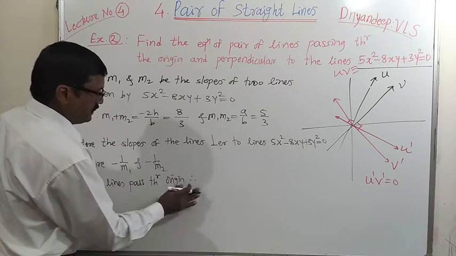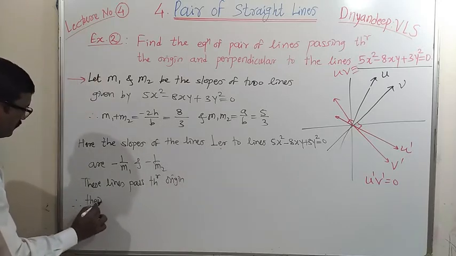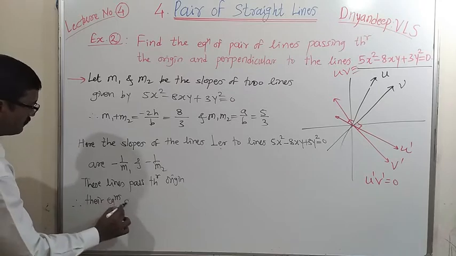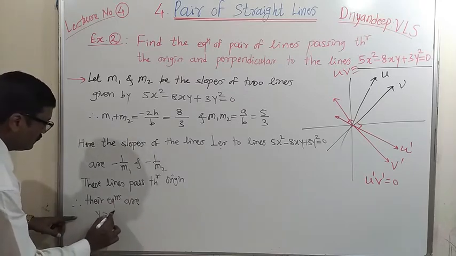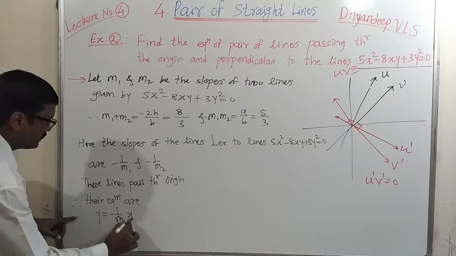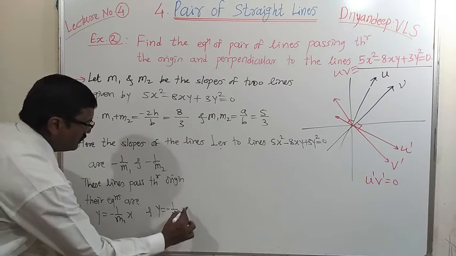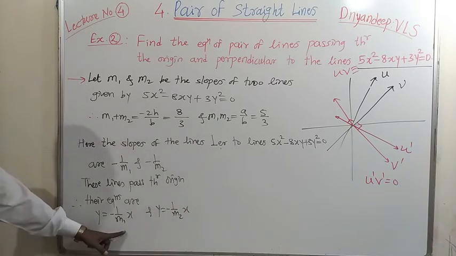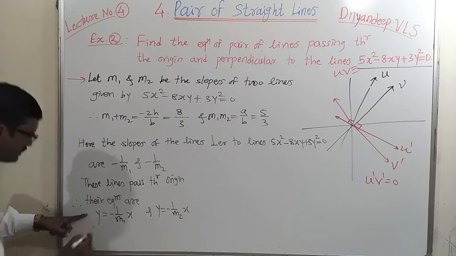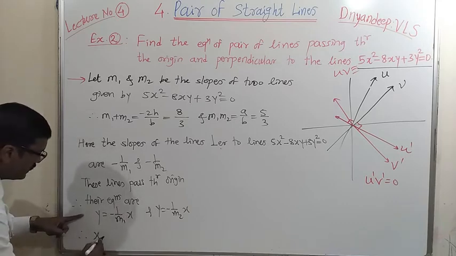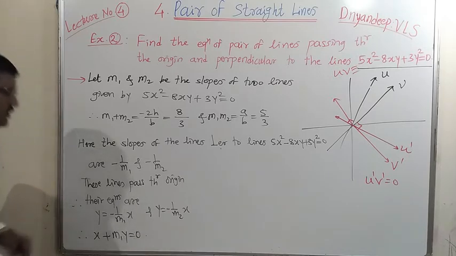Therefore, their equations are y equal to minus 1 upon M1 x and y equal to minus 1 upon M2 x. Just simplify this, we get M1 y equal to minus x. Therefore, we get x plus M1 y equal to 0.